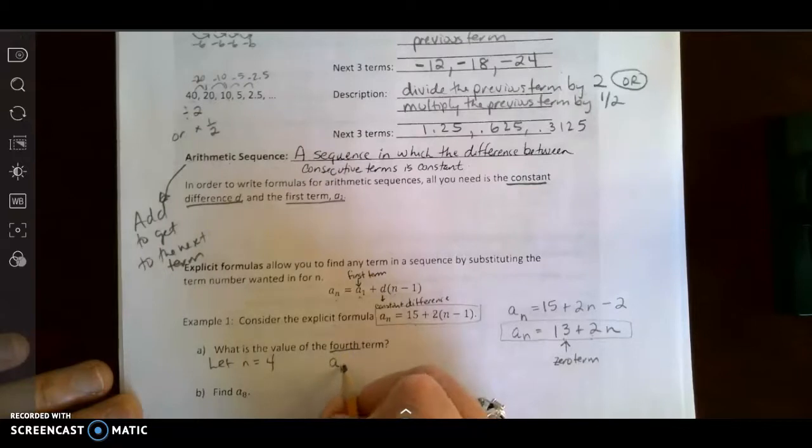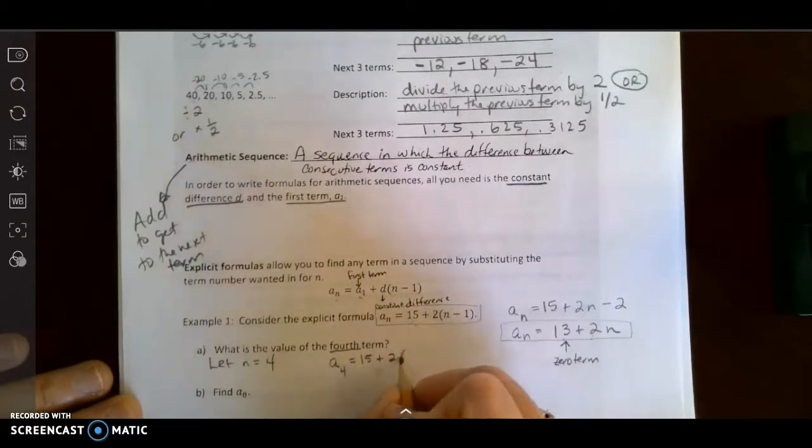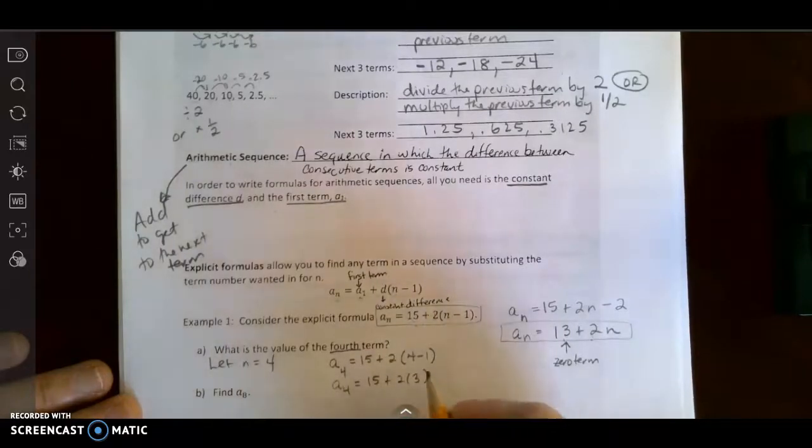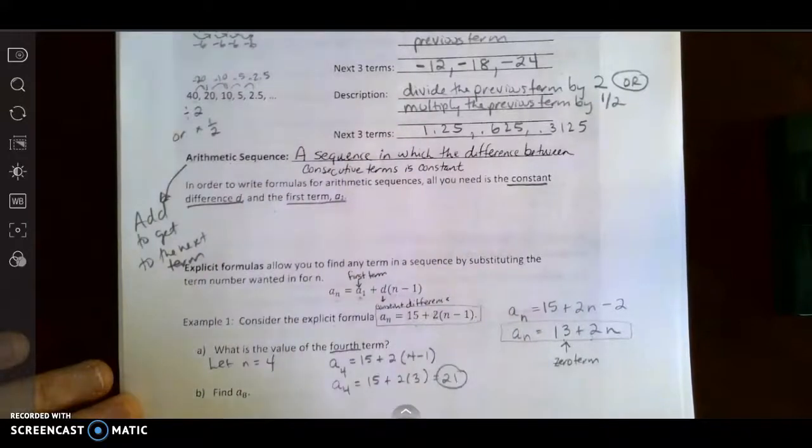So a sub 4 equals 15 plus 2 times 4 minus 1. Notice it's not times 4, it's 4 minus 1, because we're starting at the first term, and we're adding the 2 n minus 1 times. So a sub 4 equals 15 plus 2 times 3. 15 plus 6 is 21.